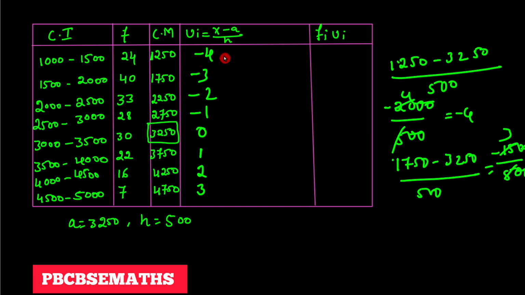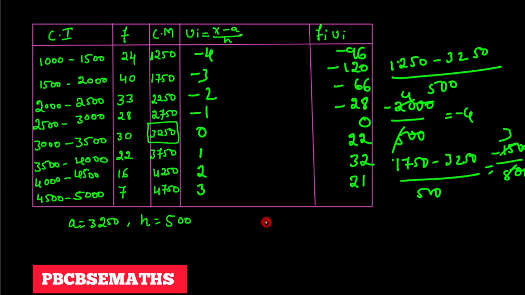Now let's find the product of the frequency and this deviation. So 24 into minus 4 gives us minus 96. 40 into minus 3 gives us minus 120. 33 into minus 2 gives us minus 66. Then 28 into minus 1 gives us minus 28. 30 into 0 is 0. 22 ones are 22. 16 twos are 32. At last 7 threes are 21.